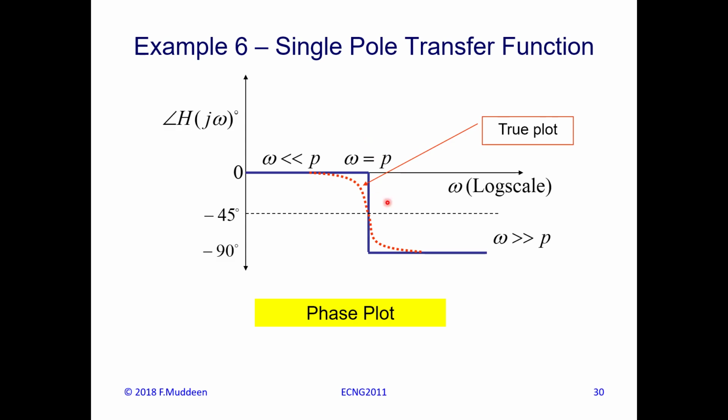At omega equal p, we represent this change here, which is supposed to be a nice S curve given by our dotted line, as a vertical straight line accordingly, since we're doing straight line approximation points. And we know for omega much greater than p, this is going to be minus 90 degrees. So this is how we represent our phase plot.